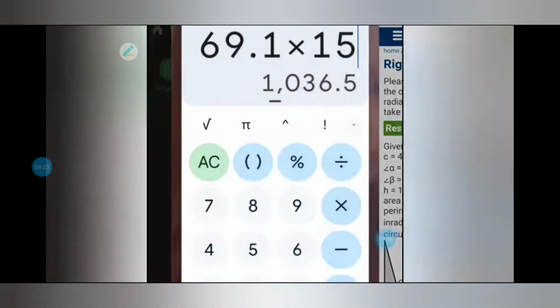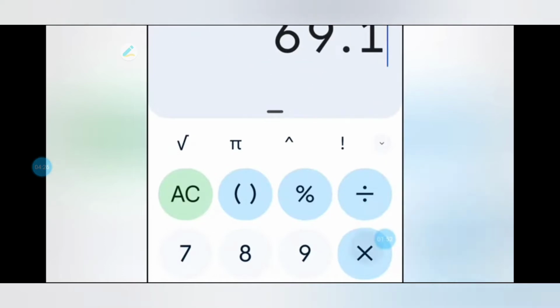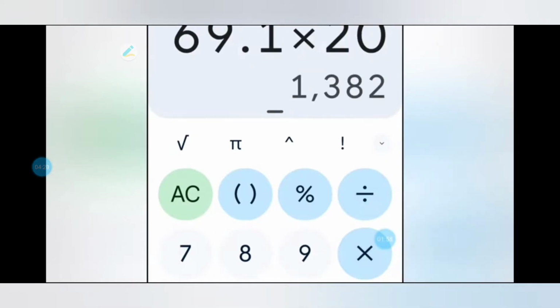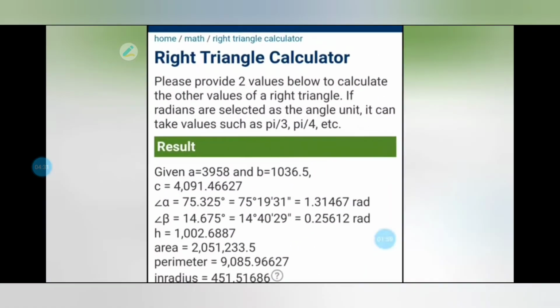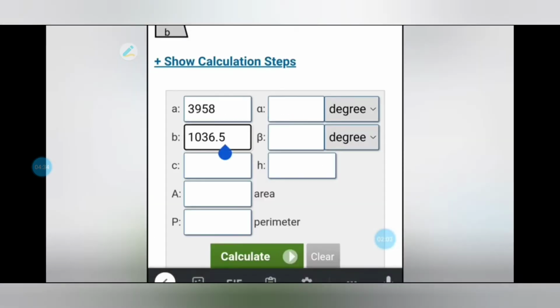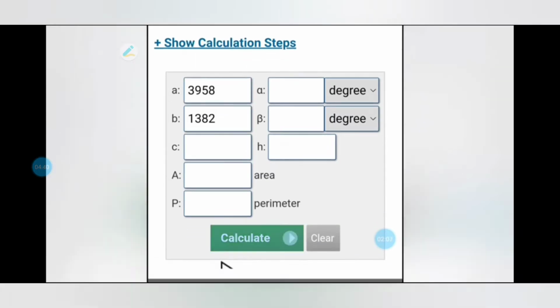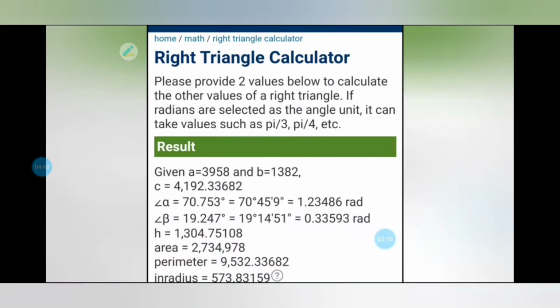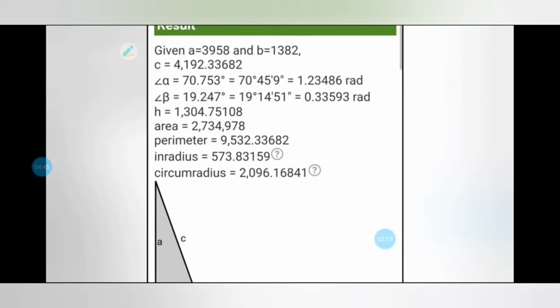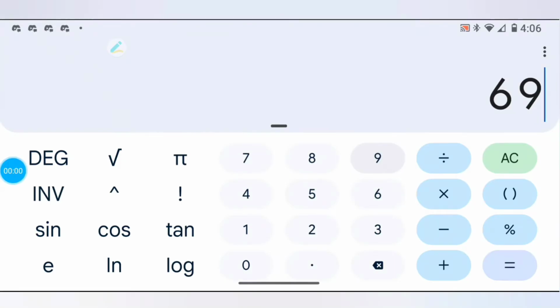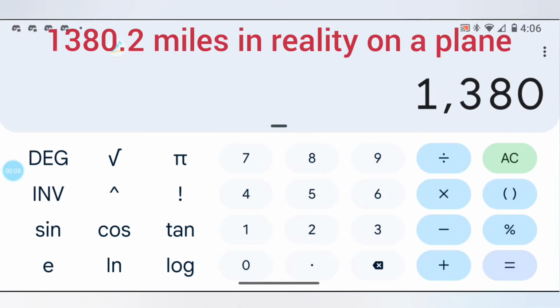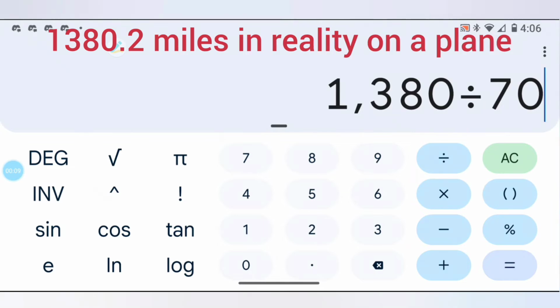So let's try 20 degrees. 69.1 times 20, that's 1,382. So we're going to put that in the triangle calculator. We put in 1,382 and calculate, and 20 degrees. Must be a coincidence. So it's not until you go 1,500 miles before you're off by 1 full degree. And that's a long way. It's a little under 1,500 miles. So 20 degrees is 1,380.2 miles on a plane.